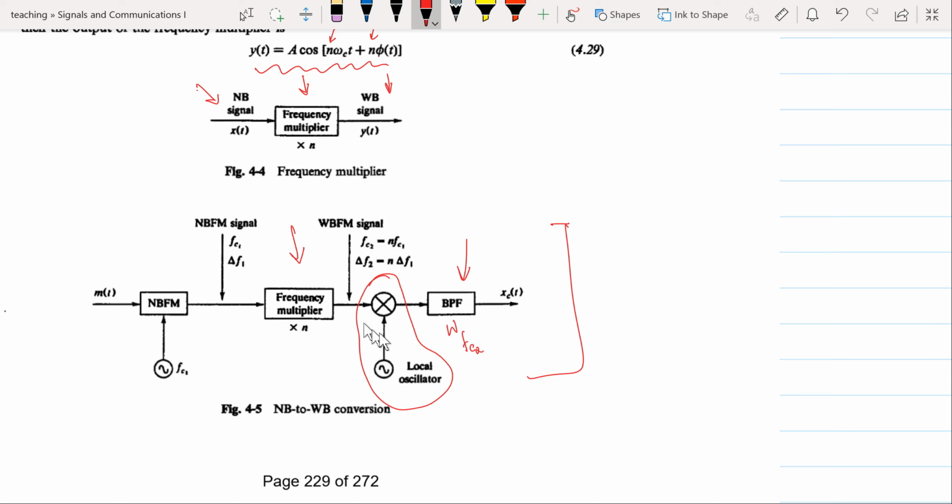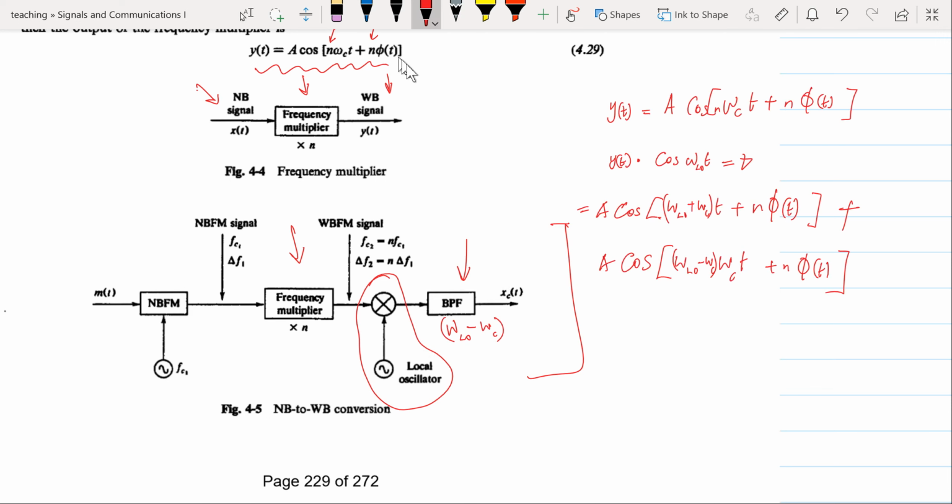I think I just need to write this down so that we can see how it comes about. So here I've just brought in the equation that would allow us to show how the frequency mixing or translation would reduce the abnormally high frequency of the carrier that is attained after you multiply with the multiplier n.